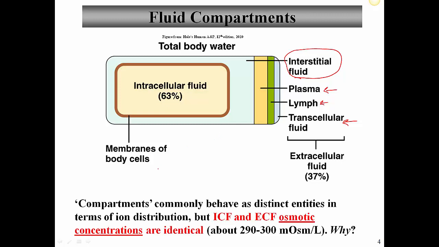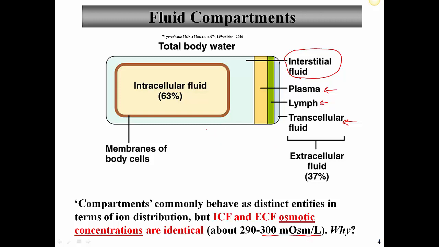Now this next point is important for you to comprehend. The compartments that we see above commonly behave as distinct entities in terms of their ion distributions. However, for the intracellular fluid, ICF, and the extracellular fluid, ECF, the osmotic concentrations they maintain are identical. And remember, we talked about osmotic concentrations when we talked about the urinary system. Let's use, just because it's a nice round number, 300 milliosmoles per liter. Now the question is, although these individual compartments have different concentrations of ions, why is the osmotic concentration identical between all the compartments and maintained at about 300 milliosmoles per liter?